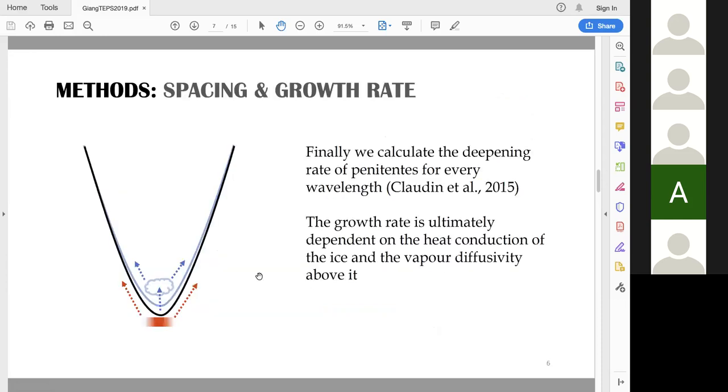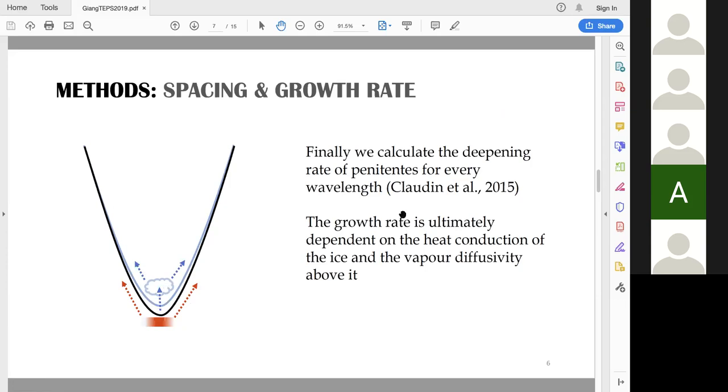Now, as for the actual growth rate of the penitentes, Claudin et al. analytically solved this: for a given spacing of a penitente, the growth rate is determined by the heat conduction of the ice surface, so how heat is distributed along the icy surface, and just as importantly, how vapor is distributed above the surface. That's important because it controls the saturation of the vapor above it, and that can actually impede sublimation.